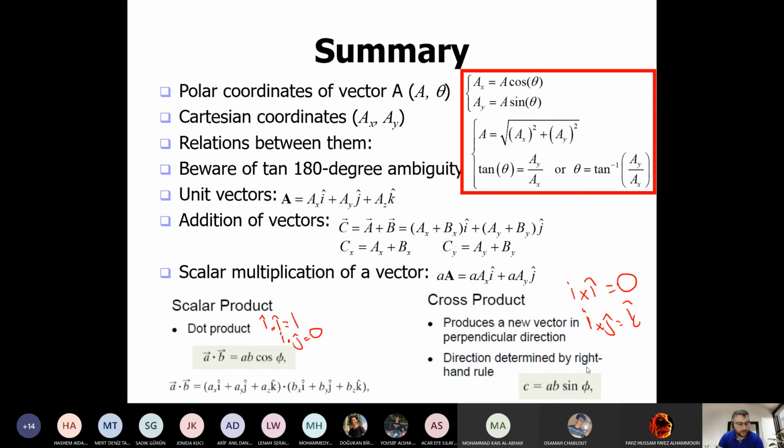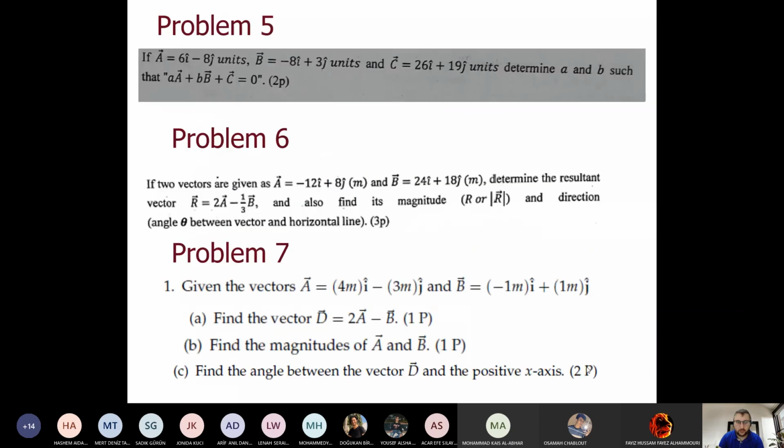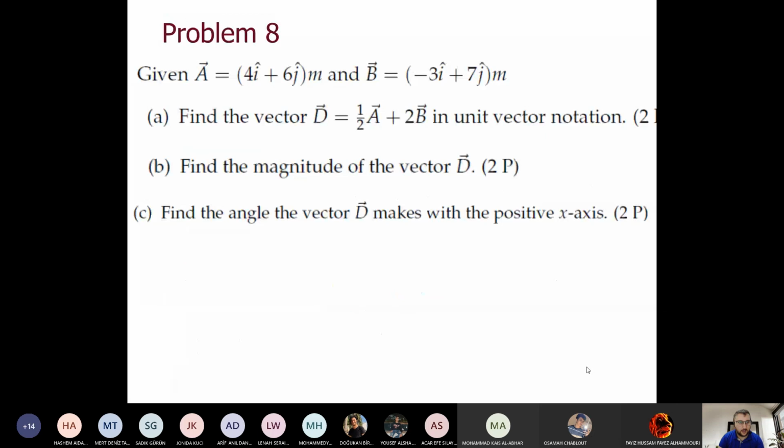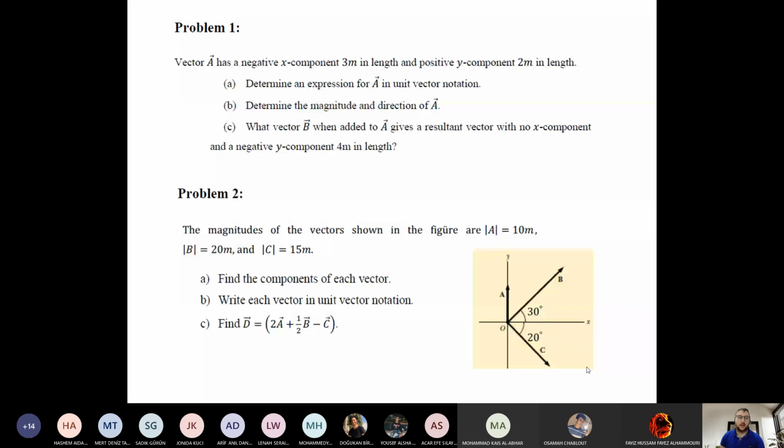At the end of this lecture, there are also some problems. Problems 1, 2, 3, 4, 5, 6, 7, 8, and most of them are from old exam questions. I put in many so you can try to solve them. I showed you some examples, and they are similar to each other. If you can understand the examples, you can easily solve these problems, so they are not difficult.